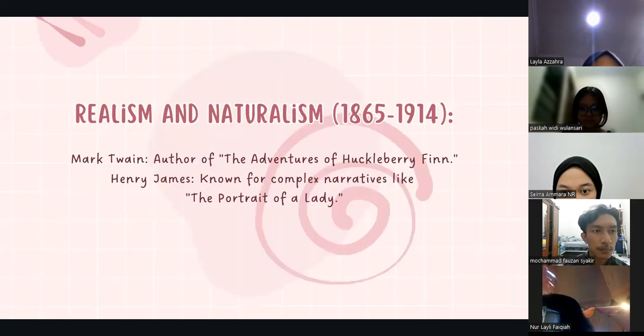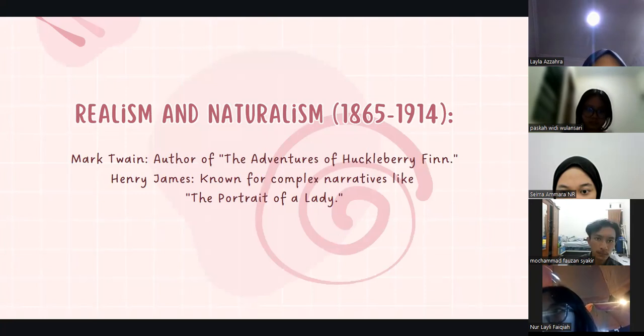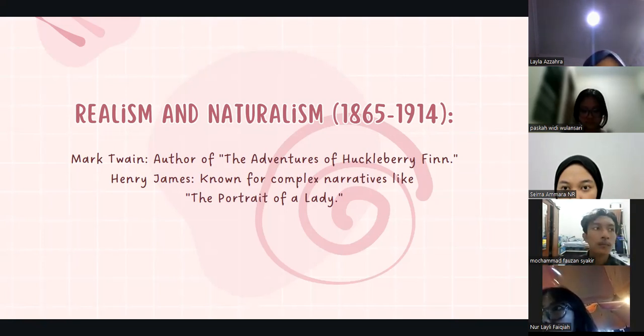Realism and Naturalism, 1865 until 1914. Mark Twain, author of The Adventures of Huckleberry Finn, and Henry James, known for complex narrative like The Portrait of a Lady. Realism and naturalism is a period in American literature characterized by a focus on real life, realistic detail, and social analysis.